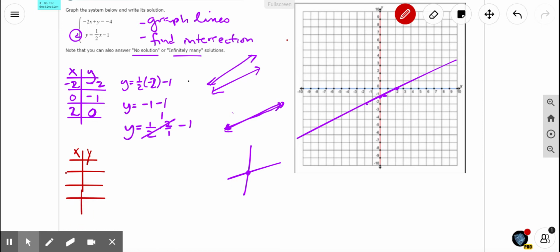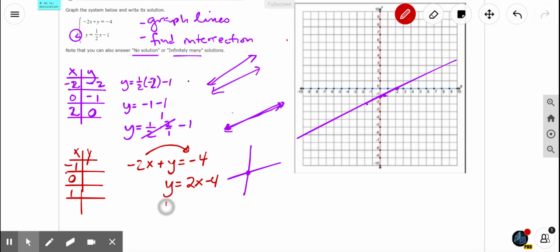Now you can leave it the way it is and just figure out some points, or you can solve for y, which makes it a lot easier, in my opinion. If I solve for y, I get 2x minus 4. All I did was move the 2x. I added 2x to both sides. So now I substitute in. I'm going to pick -1, 0, 1.